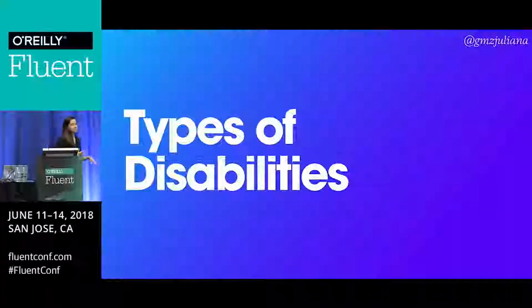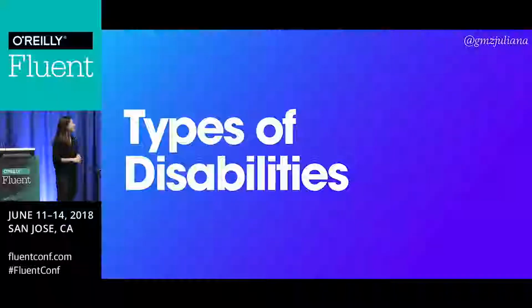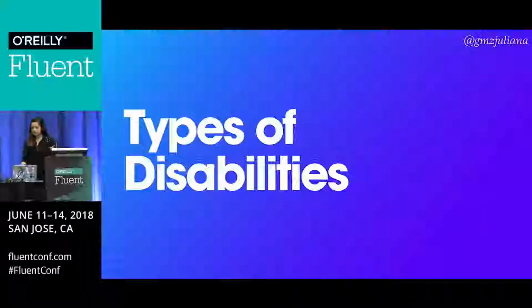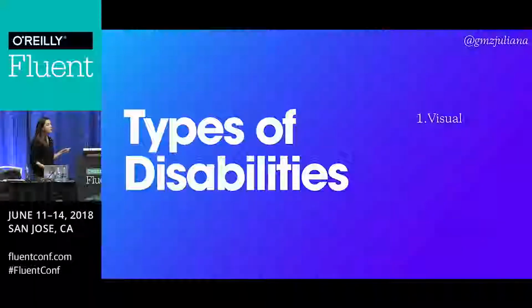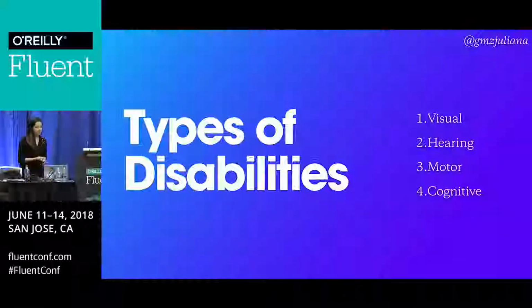Now, when we talk about disabilities, we talk about different types of disabilities that can be categorized into 4 categories. The first one is visual. So this includes blindness, color blindness, and low vision. The second one is hearing. So deafness and hard of hearing. The third one is motor. So it includes the inability to use a mouse, slow or limited motor control, things like that. And the fourth one is cognitive.